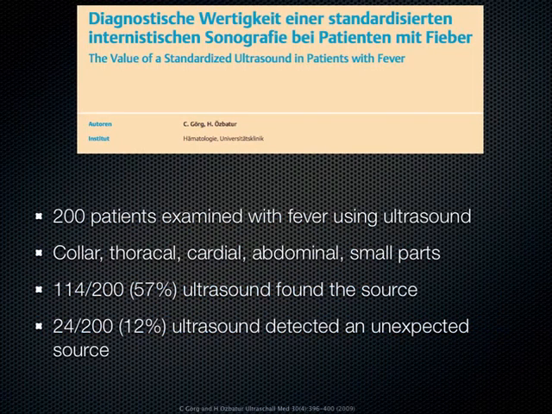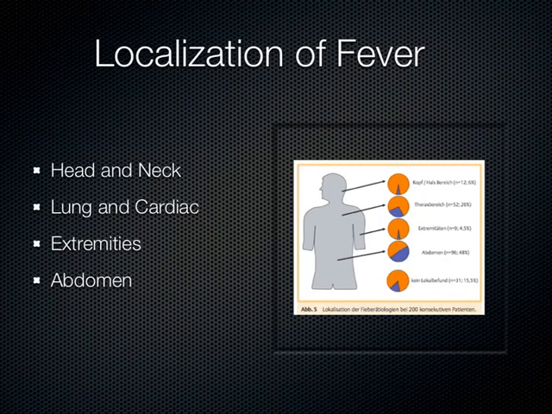I found an article on this, and it's in German, but it's kind of interesting. They took 200 patients with fever and evaluated them using ultrasound, in what they called the areas of the collar, thoracal, cardial, abdominal, and small parts. Out of these 200 patients, 57% of the time they were able to find the source using ultrasound, and 12% of the time the ultrasound detected an unexpected source they weren't even considering in the workup of their patients. So to expand on this, I'm going to walk through this stuff.